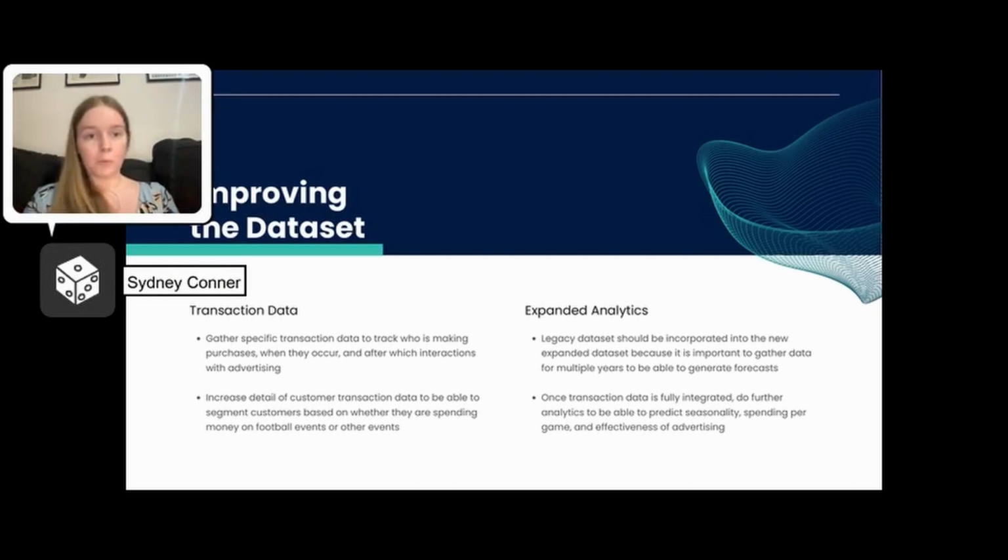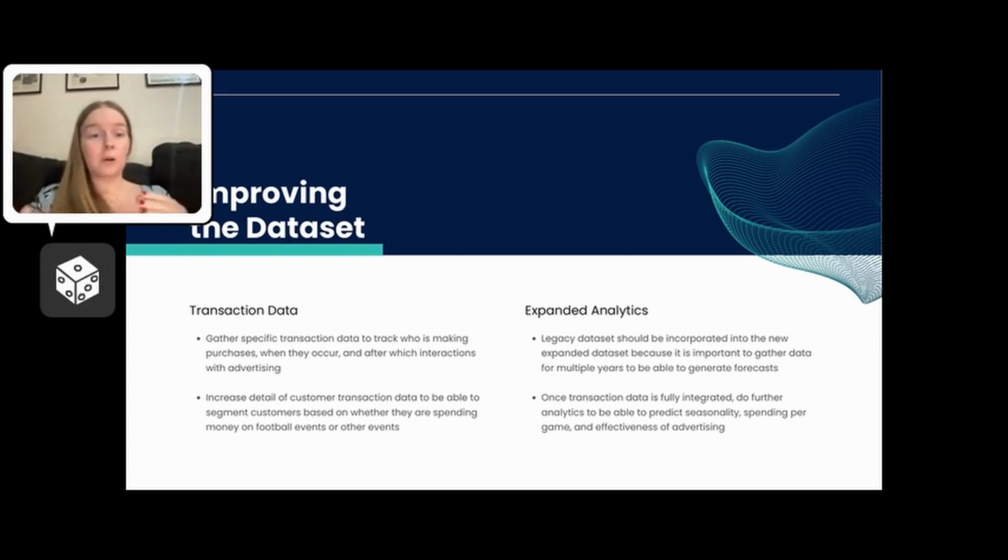To elaborate on more ways to improve the data set, we need transaction data. We need to gather specific information to track who is making purchases, when they occur, and at which interactions with advertising. We need to increase detail of customer transaction data to be able to segment customers based on whether they're spending money on football or other events. Because right now it's all pooled in the same pocket, so we don't really know what they're spending their money on. Expanded analytics. More analytics means more results.